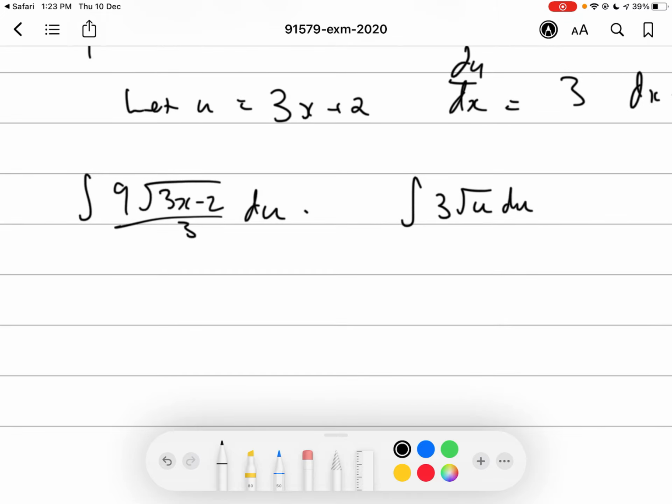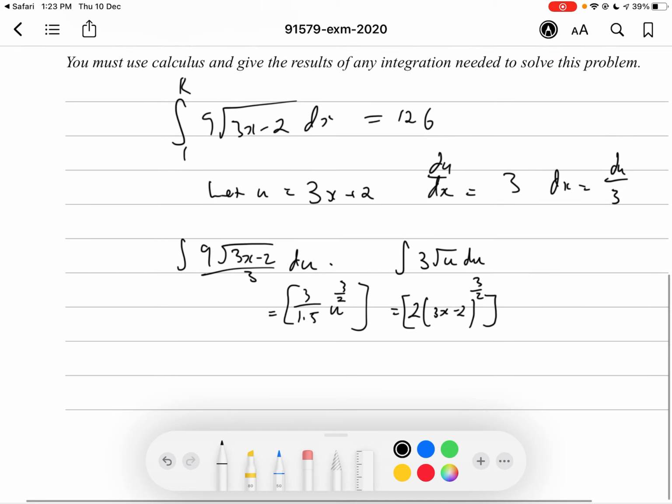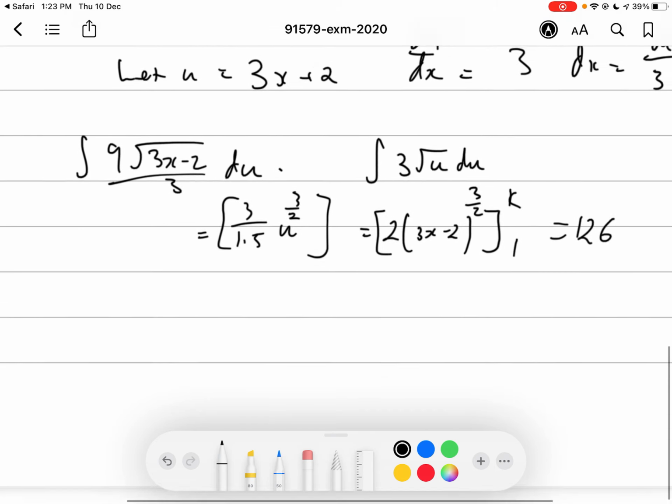So in this case, we just need to integrate. We increase the power by 1 and divide by the new power. So it becomes 3 divided by 1.5 times u to the power 3 over 2. That's not integral, that's just equal to. So this should give us 2 times (3x minus 2) to the power 3 over 2, and the boundaries were k to 1, and that equals 126.